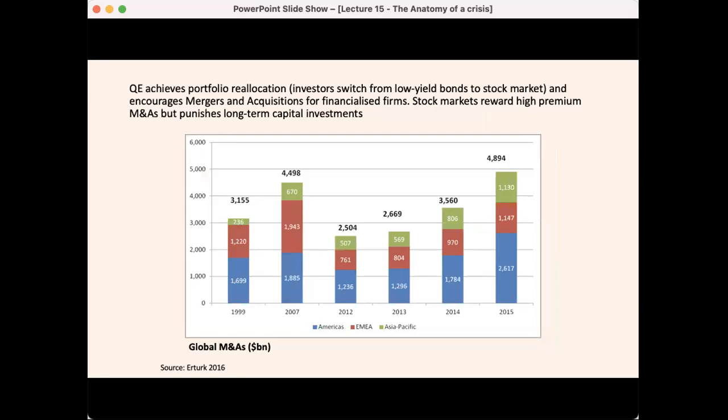Furthermore, you get a portfolio reallocation. In other words, investors switch money from low yield bonds into the stock market because that's where you're going to get higher gains. But it also encourages mergers and acquisitions.